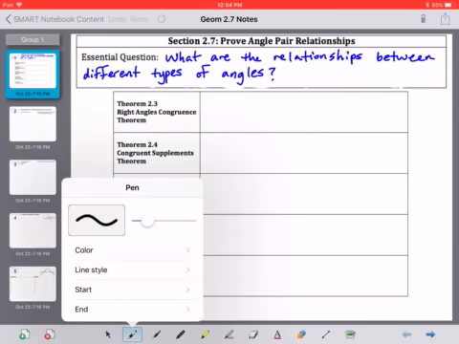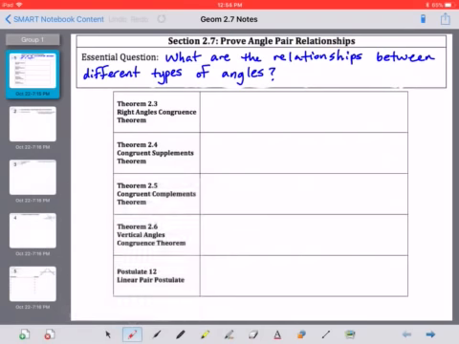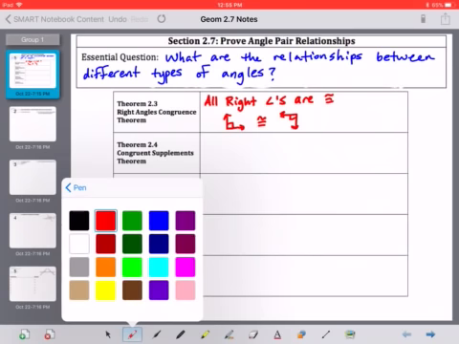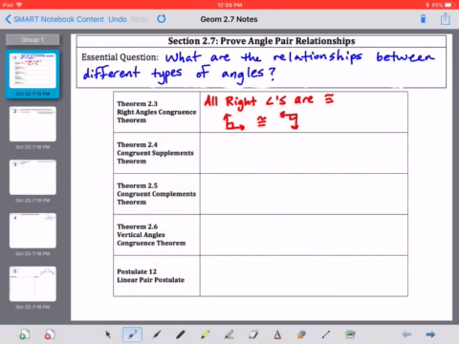All right, so the first one is Theorem 2.3, which is the right angle congruence theorem. What that says is all right angles are congruent. So if you have a right angle that's congruent to another right angle over here, no matter if it's in a different orientation, because we know that those are all 90 degrees, they're all congruent.